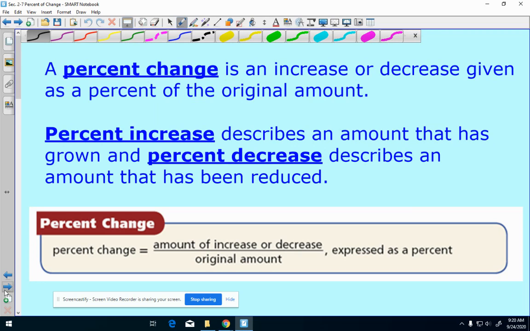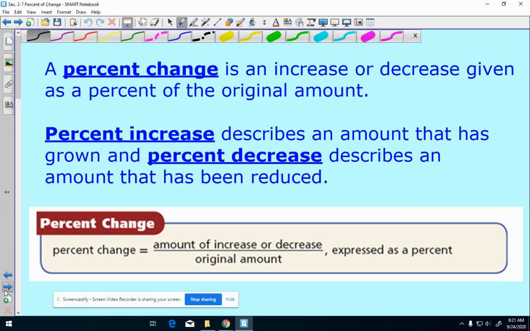For the sake of everything that we look at today, the original amount will be found chronologically. You know what that means to think chronologically? In time order. So what happened first? Yesterday versus today, yesterday is the original. This morning and this afternoon, this morning is the original. So we'll always think in that fashion.